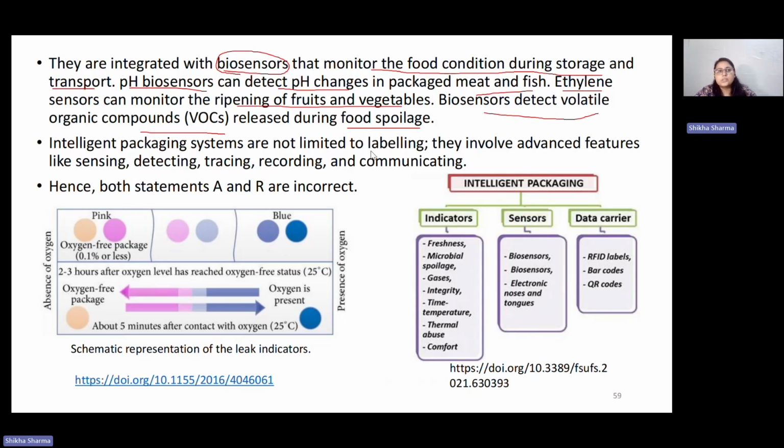So intelligent packaging systems are not just limited to labeling, but provide advanced features like sensing, detection, tracing, recording, and communicating. So both the assertion and the reason are incorrect.